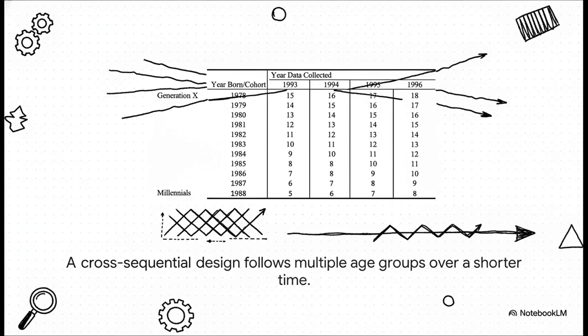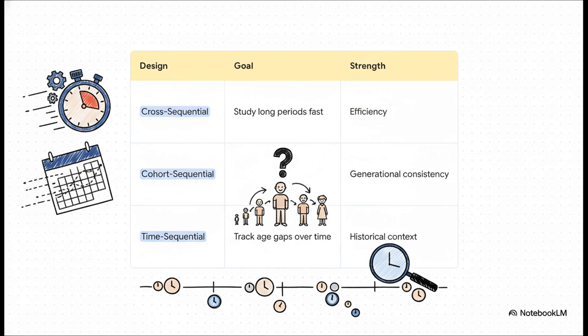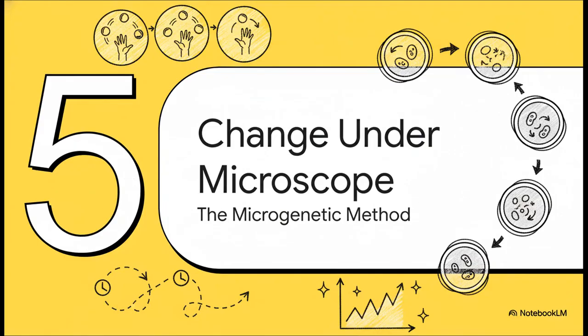It's genius, really. And it's not just one design. It's a whole family of them, like a set of specialized lenses. A cohort sequential design can tell you if teenagers today are developing the same way they did 20 years ago. A time sequential design can check if the gap between a 20-year-old and a 40-year-old is getting bigger or smaller over historical time. Each one is custom-built to answer a very specific kind of question about how we change.